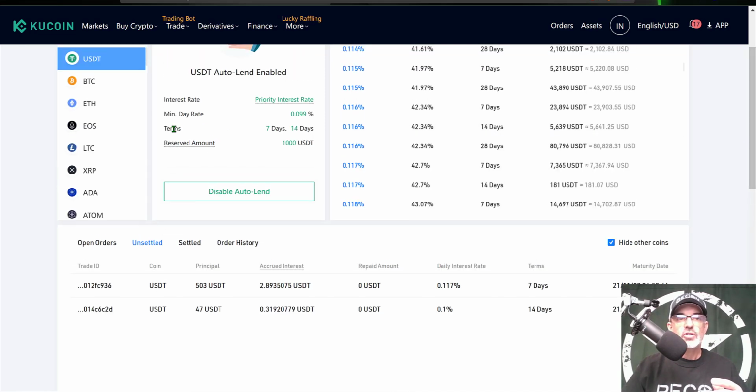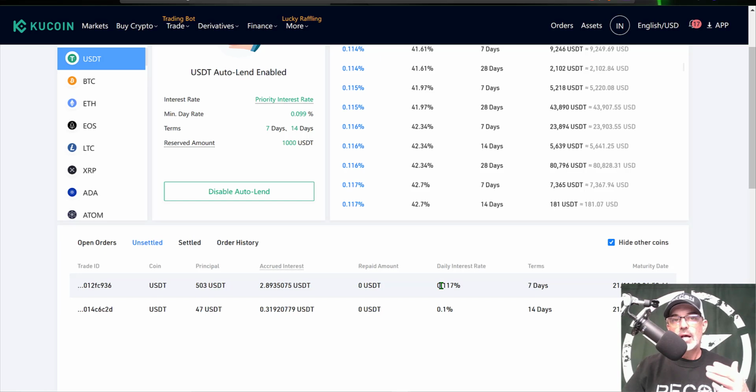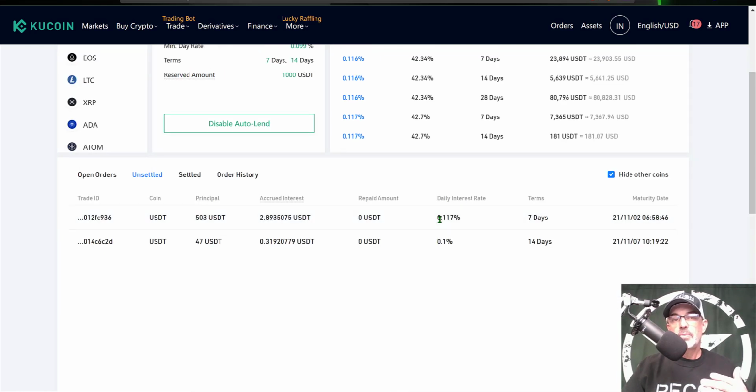And you can see I had terms of 7 or 14 days, so people could do either or. My total reserved amount now is 1,000 USDT, and my minimum daily rate was the 0.099%. So what ended up happening here were the rates were a lot higher than my minimum, and therefore I was able to lend out at an even higher rate. So to me, that's a big perk, the fact that this will lend out at the highest rate available at the time.